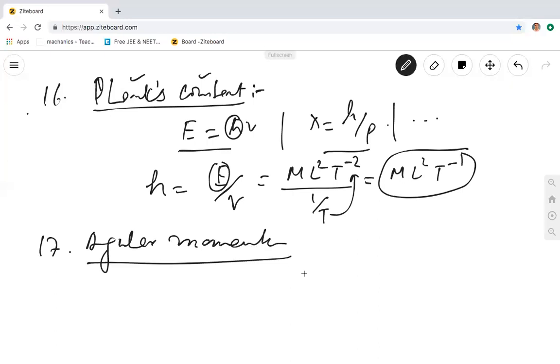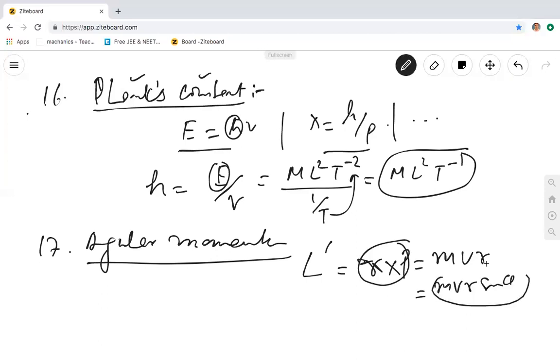Angular momentum is, okay, L dash I will write for that because L is already reserved for this dimension. So I should not confuse these things. So L dash is, okay, any equation you like, r cross p. R cross p, you have m v r. You have m v r sine theta even sometimes. So it is easy to pick up this one. So L bar is equal to m v r. M is capital M, v is L T^-1 velocity, r is L. So it is M L^2 T^-1. Same as this.